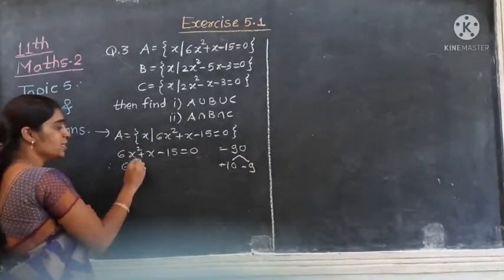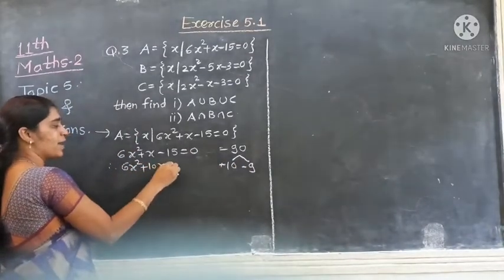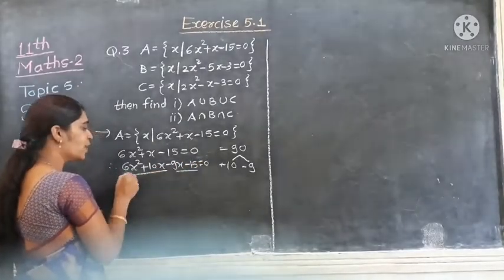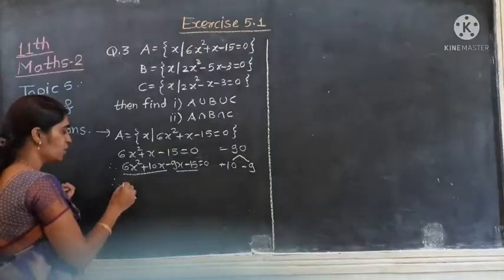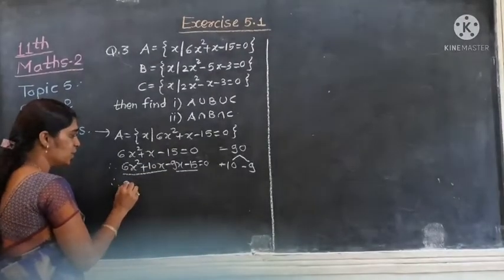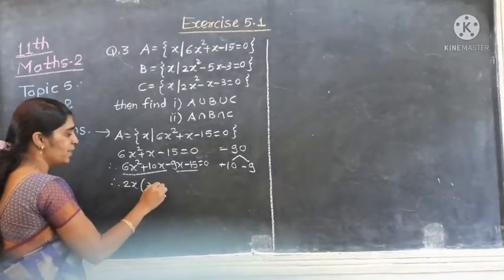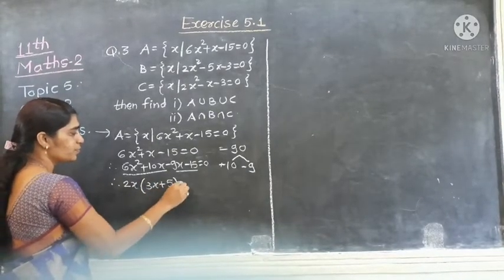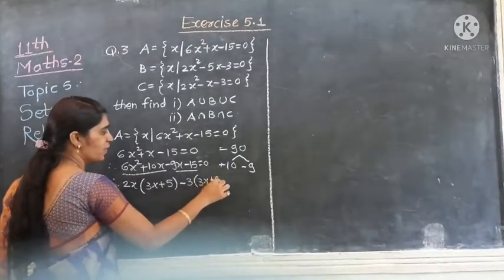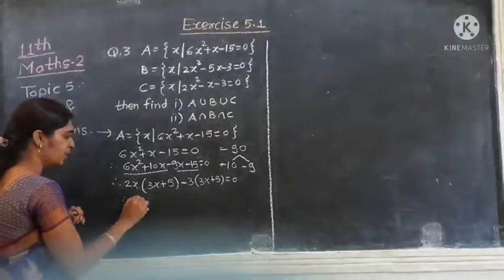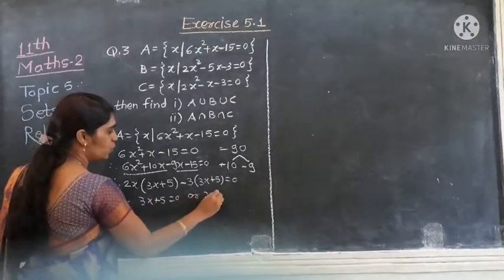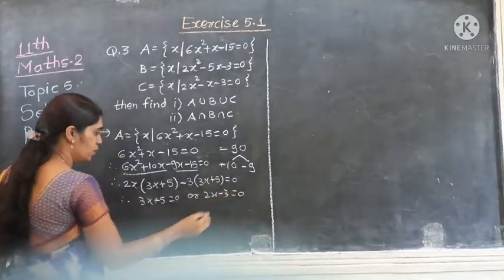You solve this: 6x square plus 10x minus 9x minus 15 is equal to 0. You had already learned this in 10th standard, so I do not repeat it again. Here the common factor is 2x, then remains 3x plus 5, minus, here 3 is common, 3x plus 5 is equal to 0. That is, 3x plus 5 is equal to 0 or 2x minus 3 is equal to 0.